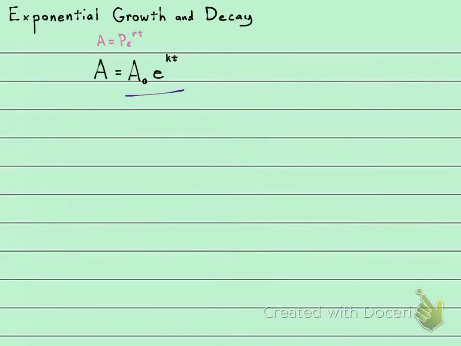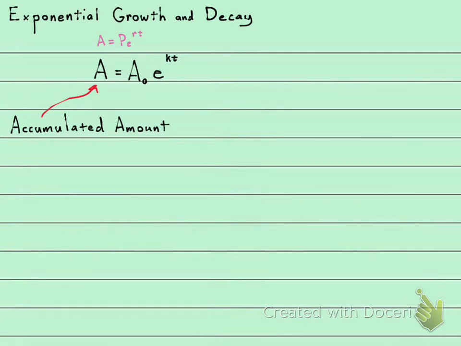We're going to use this function to model exponential growth and decay. It's very similar to what you've probably seen as continuous compounding interest, the Pert formula. Very similar to that. What we have here, the A on the left is going to be the accumulated amount or accumulated value.